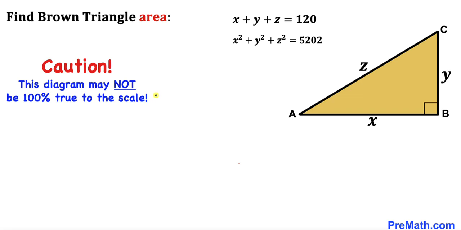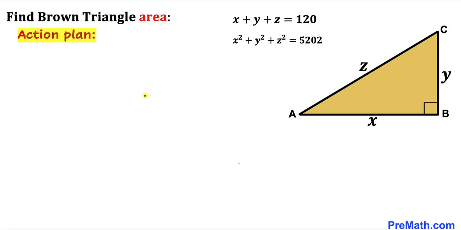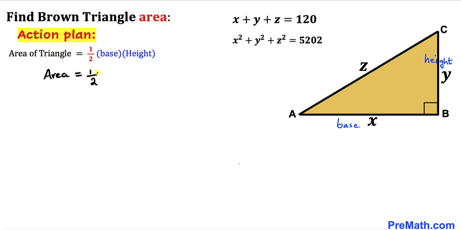Please keep in mind that this figure may not be 100% true to scale. Let's go ahead and get started. Here's our action plan. Since we are interested in calculating the area of this triangle ABC, let's recall the area of a triangle formula: area equals a half times base times height. In our case, our base is X and our height is Y. So the area of this triangle is going to be a half times X times Y. Therefore, our task is to find the value of X times Y divided by 2.